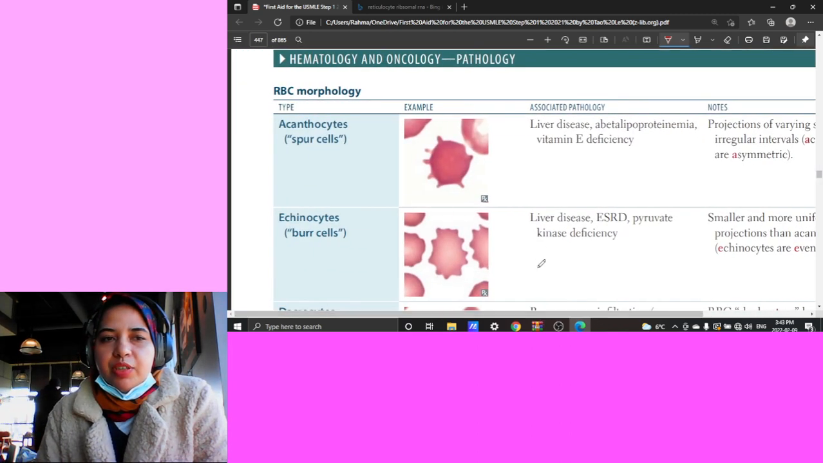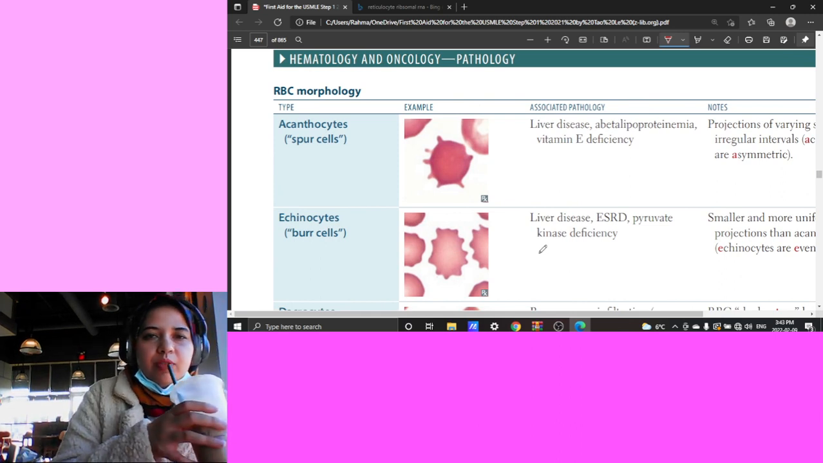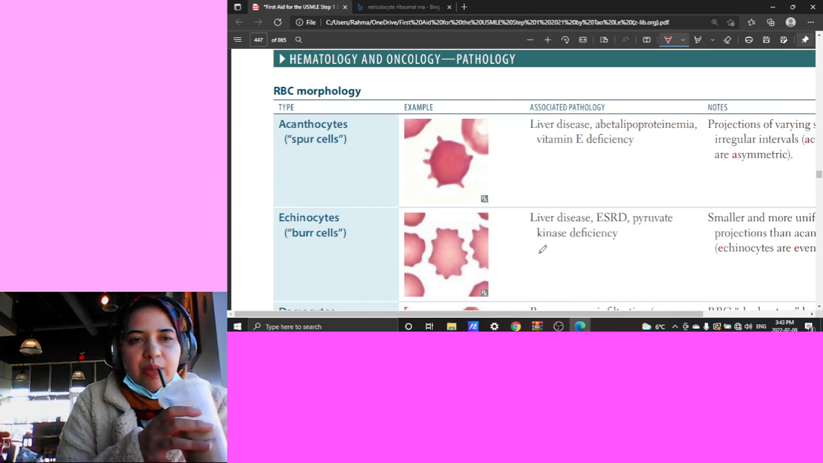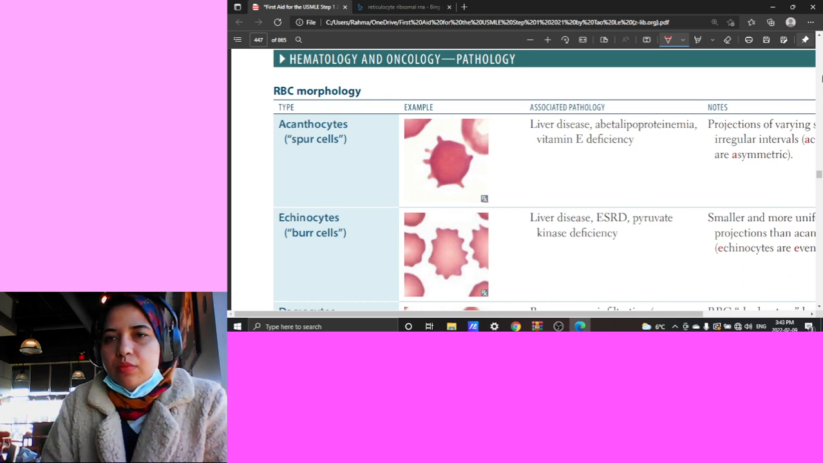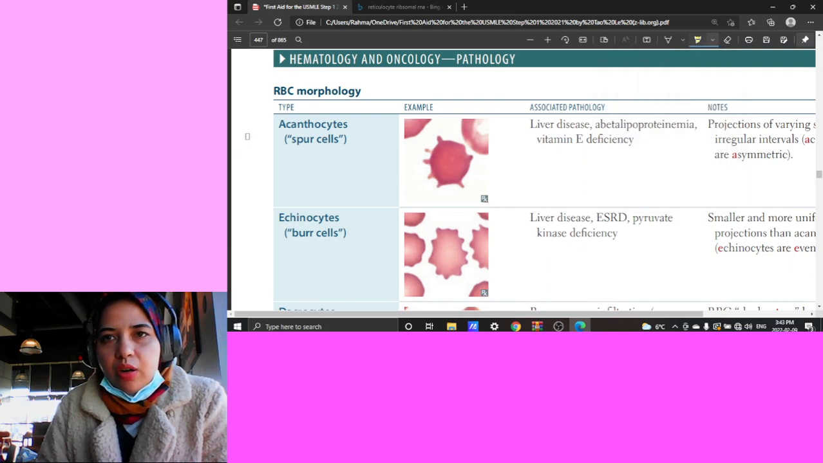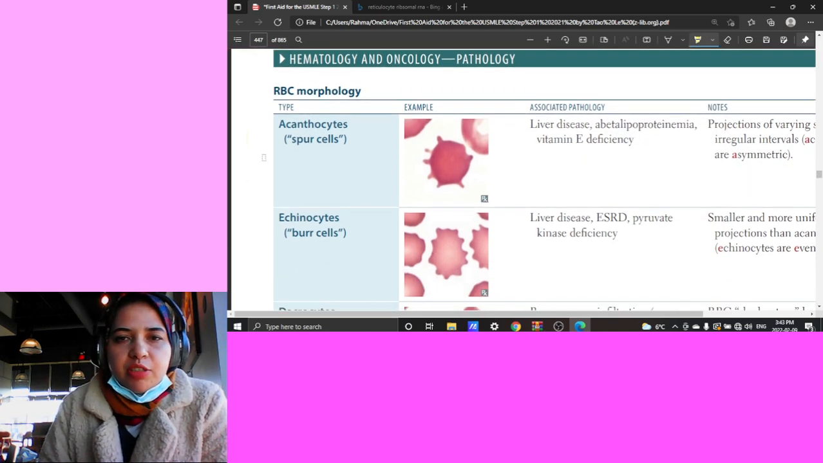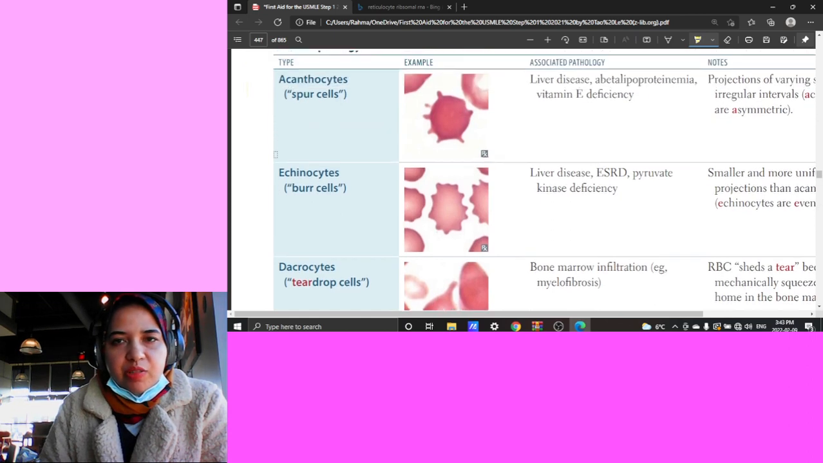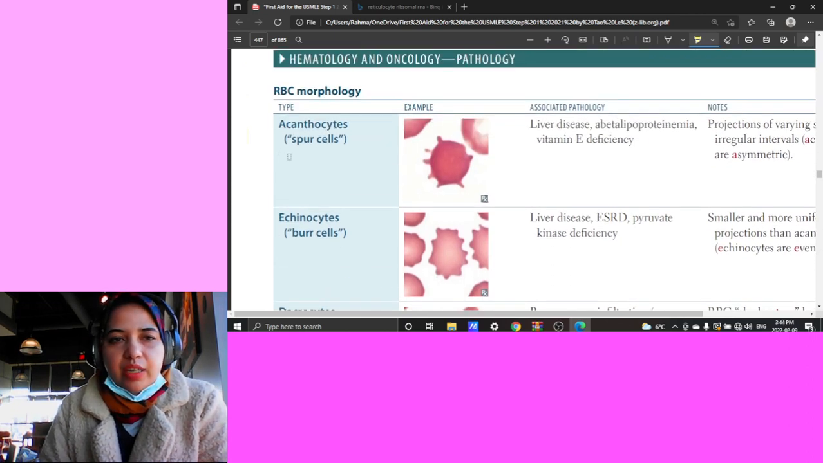The next thing, which is more interesting and very easy to learn, are the different types of RBC morphology. Hematology for me is one of the easier things to start off with and learn from, and generally very useful for a whole bunch of other systems because a lot of things are interconnected. So you have here the acanthocytes. So let's just take a look at them.